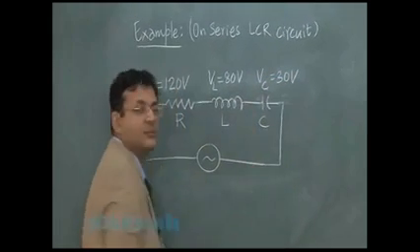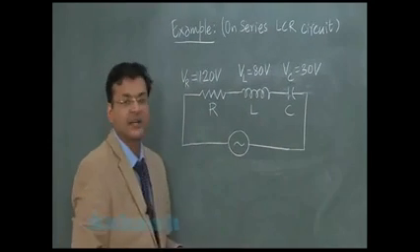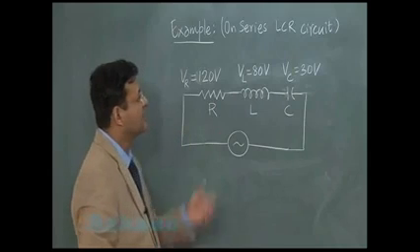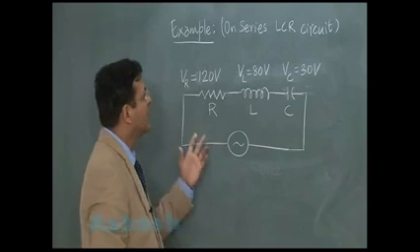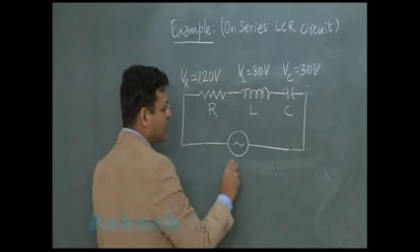This whole situation is given to you. If you have a series RLC circuit connected to some EMF source, and you are getting the voltage values as 120 volt, 80 volt and 30 volt, you have to find out what the supply voltage is here.